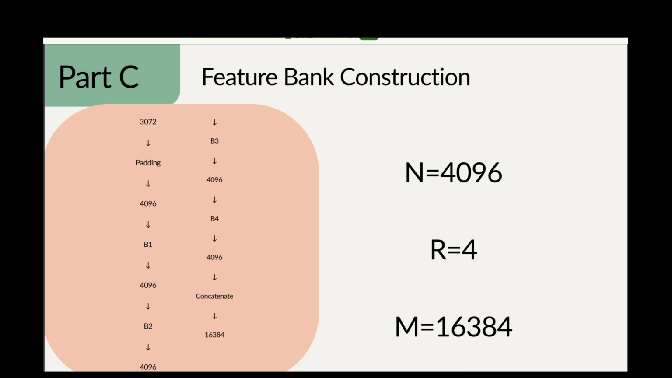Since butterfly transforms are defined on power of 2 dimensions, the flattened image is padded from 3072 to 4096 dimensions. 4 independent random butterfly transforms are then applied. Finally, all outputs are concatenated into a 16384 dimensional feature bank.